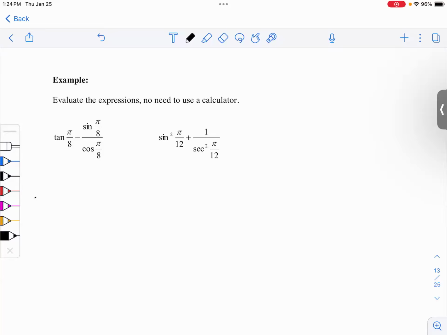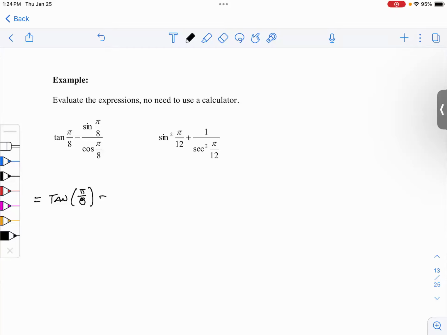So I have tangent of pi over 8. Then I have minus sine of pi over 8 divided by cosine of pi over 8. Well, what is sine divided by cosine?